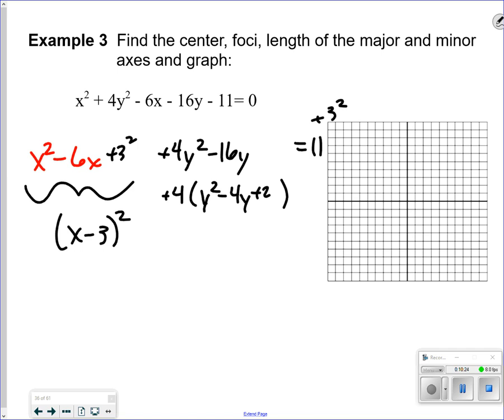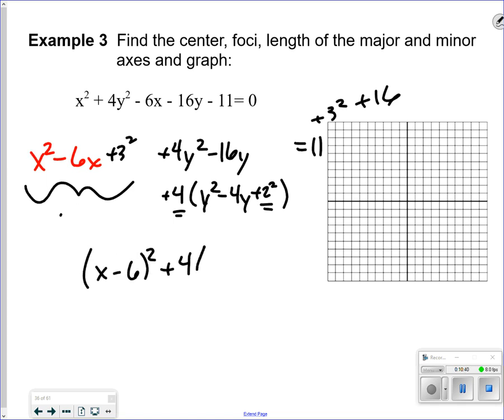Half of 4 is 2 squared, but on the other side of the equation, just like with the parabola, I need to take 2 squared times 4 when adding it to the other side. So I'm just going to rewrite this a little bit further down. So my completed square for x, my completed square for y, and I add everything up there and I get 36.